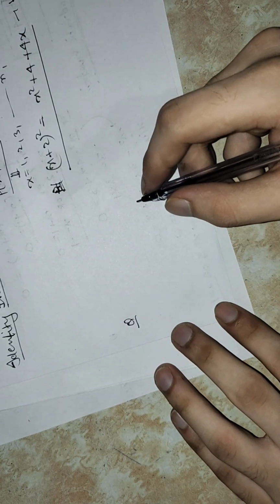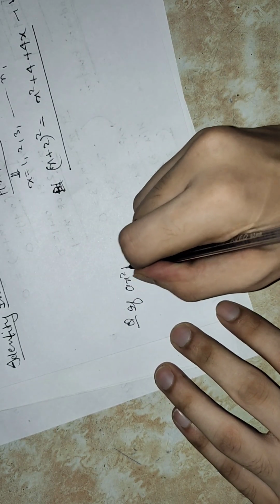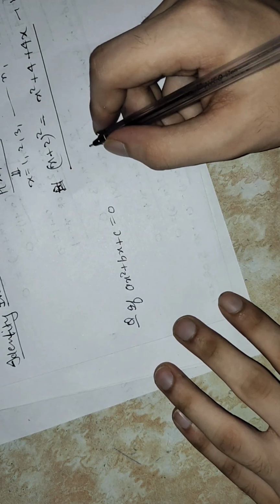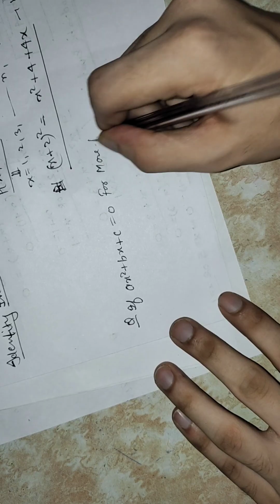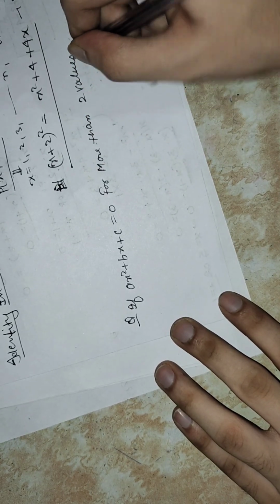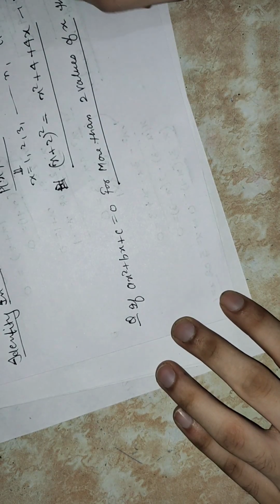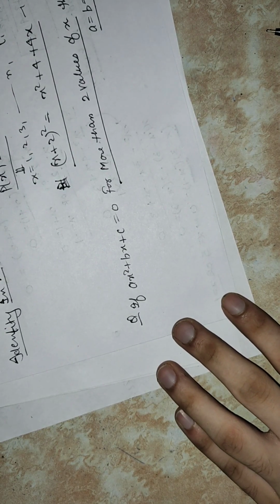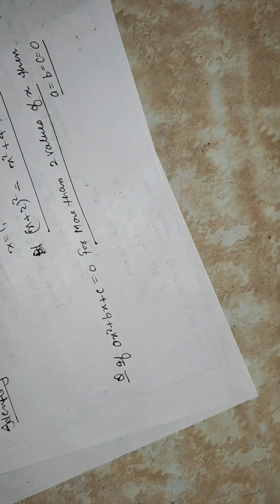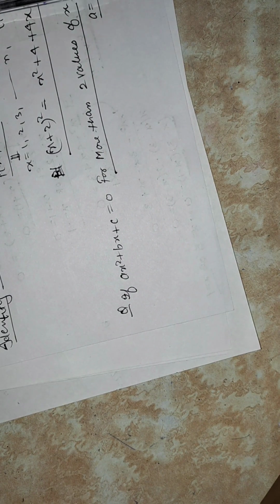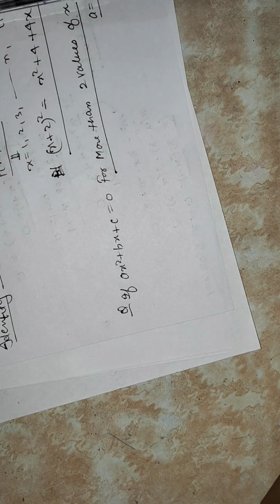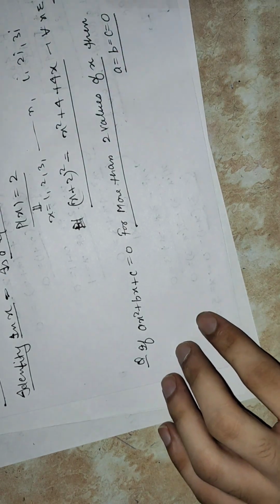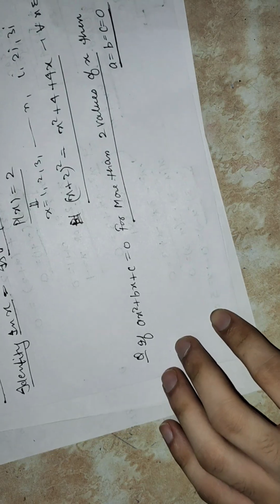Now what is the use of identity in question solving? Like if ax² + bx + c = 0 for more than 2 values of x, then a = b = c = 0. How can we say this?